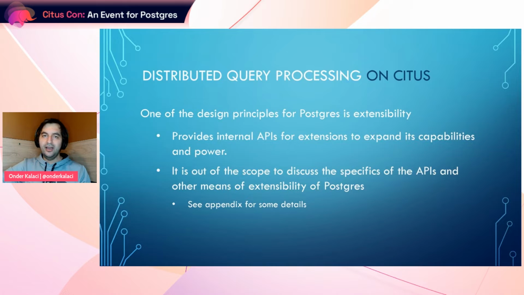So maybe half a step back. One of the design principles behind Postgres is its extensibility. In very basic terms, a user can create a new type, or as an extension, extensions can extend Postgres's capabilities through some APIs, which are internally called hooks. It's really out of scope to discuss the specifics of these APIs and other means of Postgres's extensibility.